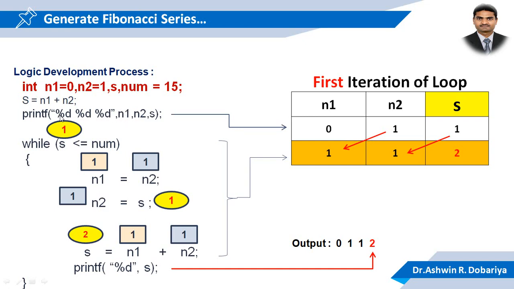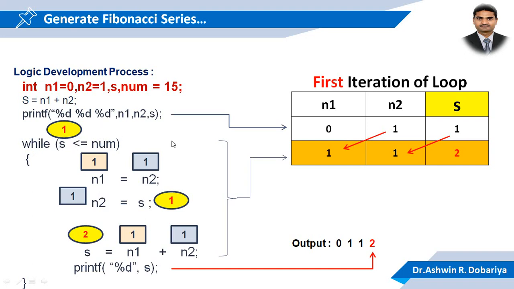First n1 displays the value 0, then n2 is 1, and s is the sum, 0 plus 1. So the first time, these two statements will display output like this: 0, 1, 1. Now, when we execute the loop the first time, how can we write the loop?